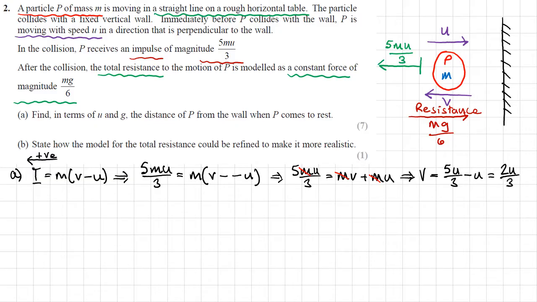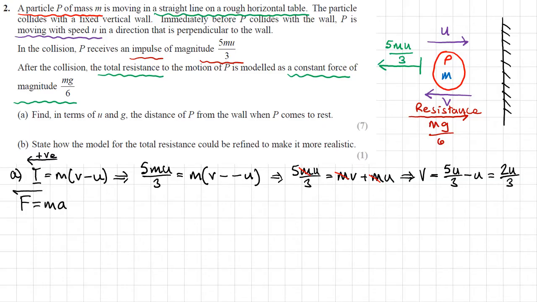Now the reason I've found the speed here as it goes away from the wall, because I'm going to be using F equals ma and suvat to work out the distance it goes before it comes to rest, and this 2u over 3 is basically going to represent u in my suvat, basically the initial speed as it rebounds from the wall. So let's find now the acceleration or deceleration as it moves away from the wall.